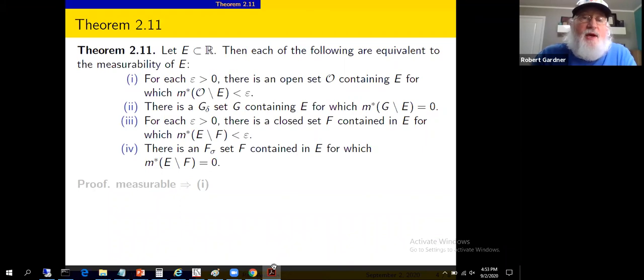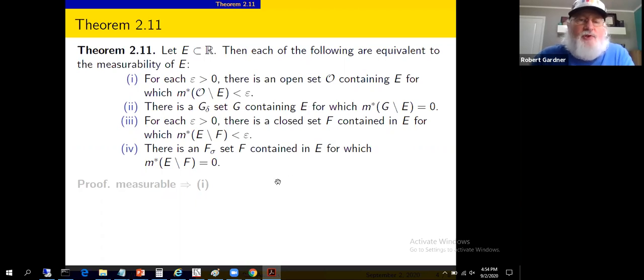Okay, this one's stretched out over a few slides. We're going to prove the first two parts are equivalent to measurability. We'll show measurability implies part 1 implies part 2, and part 2 implies measurability, showing that 1 and 2 are equivalent to the measurability of E. And then we'll make a little comment about how you deal with the closed subsets versus the open supersets, and the F sigma subsets versus the G delta supersets.